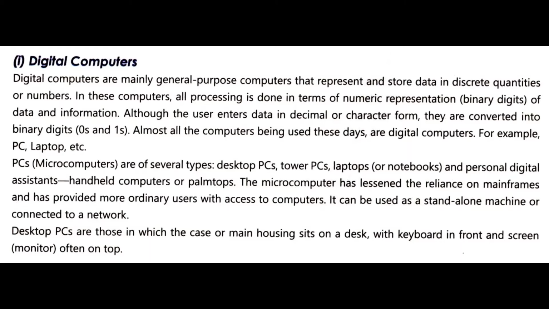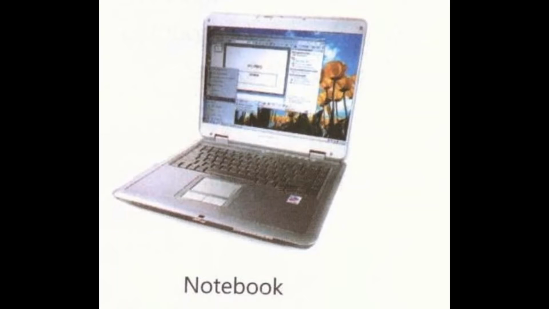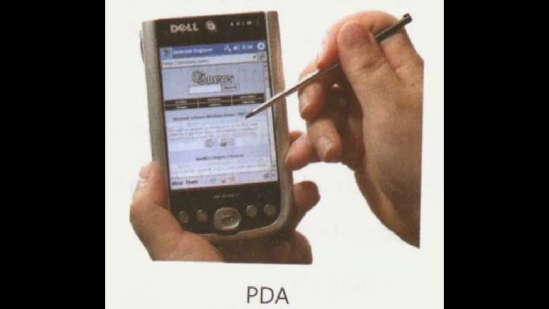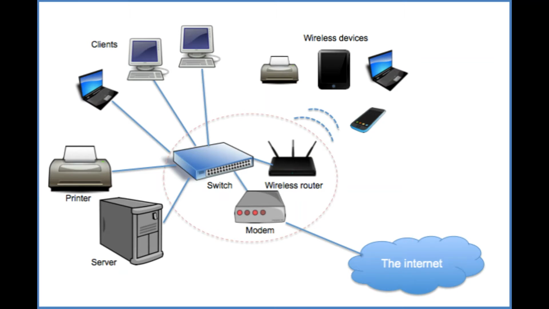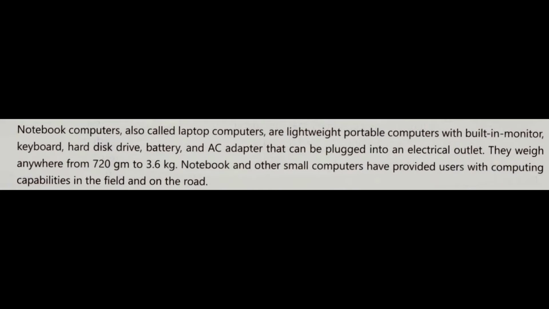There are several types of PCs such as desktop PCs, tower PCs, laptops or notebooks, and personal digital assistants, that is PDAs. These computers can be used as a standalone machine or connected to a network. Desktop PCs sit on a desk with the keyboard in front and a screen on top. Tower PCs sit as a tower on the floor beside a desk, thus freeing up desk surface.